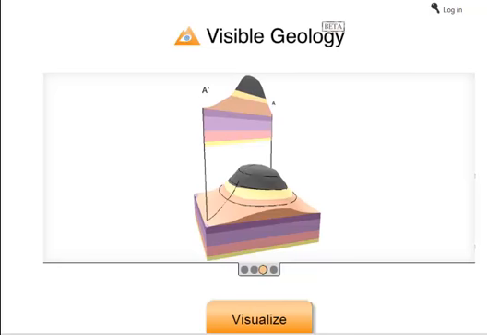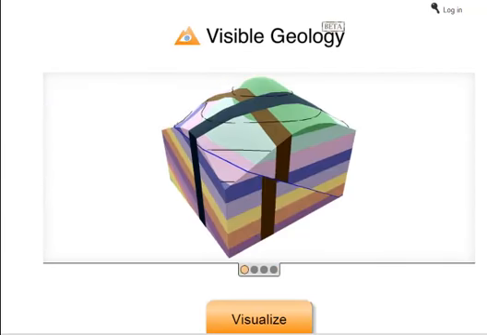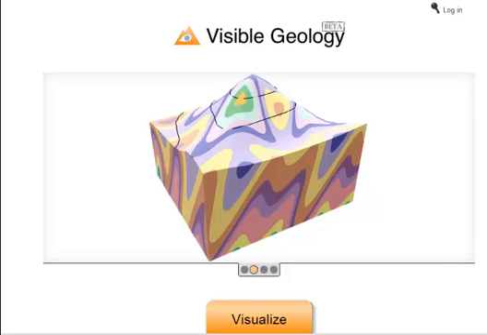I've been looking around on the web trying to find good animations of folds and faults, and I found this website. It's called visiblegeology.com, and it's really nice. It has block diagrams that show different types of folds and faults. So if you just type visiblegeology.com into your web browser, you can get to this website, and there's a main page.